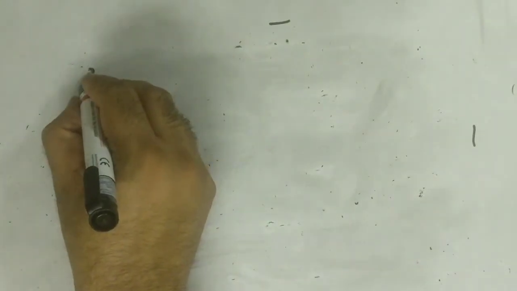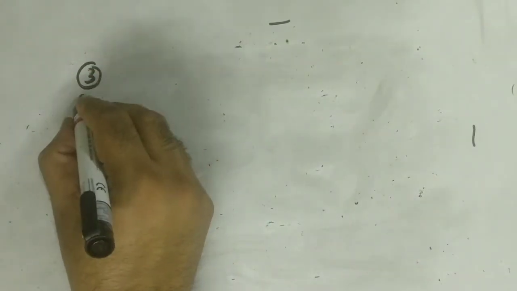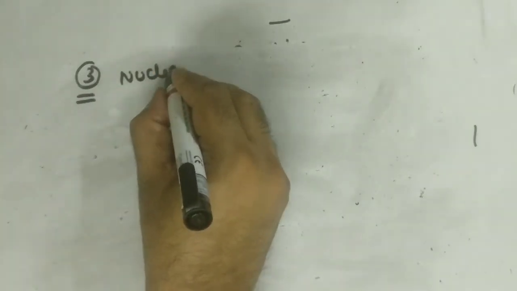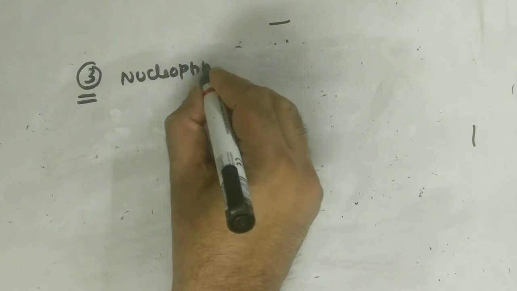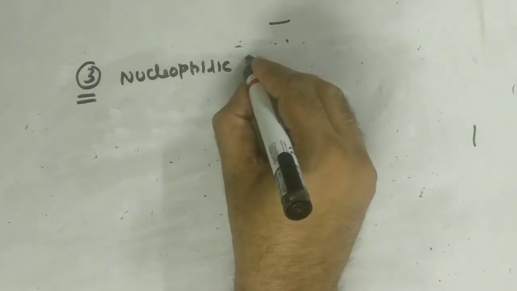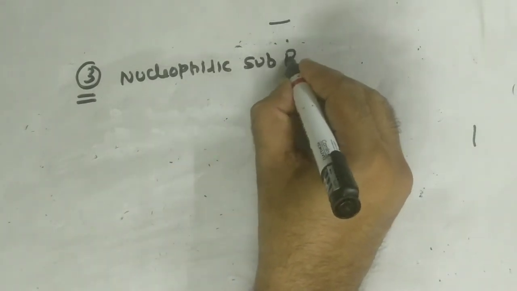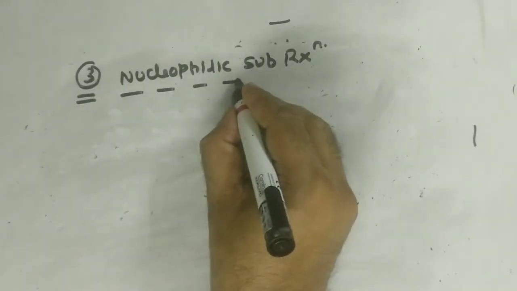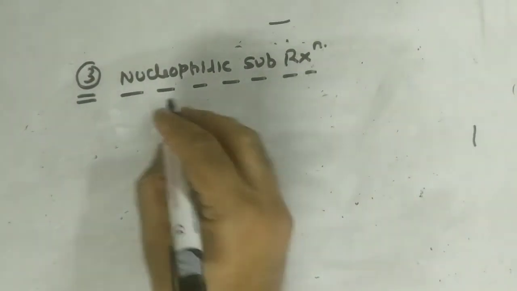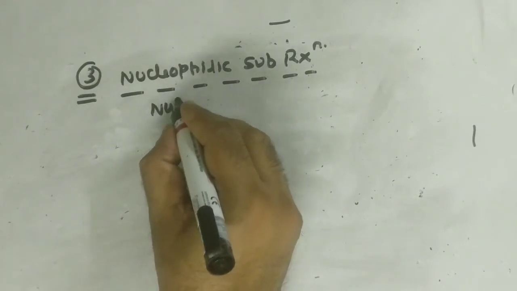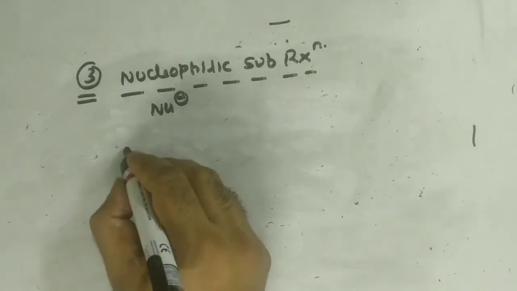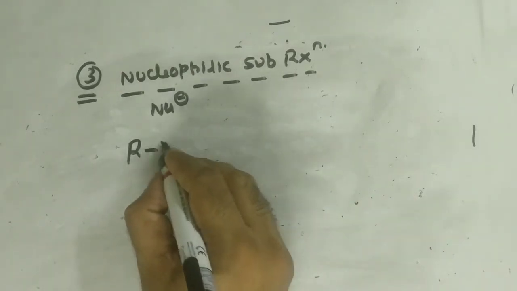Now time permitting, we are just making a start of the third type of chemical property of haloalkane. That is nothing but your nucleophilic substitution reaction. You know what is a nucleophile? Something with a negative charge. Or if it is neutral, it has a lone pair of electrons. So in this, what is going to happen? You have haloalkane. You are going to react it with a nucleophile.